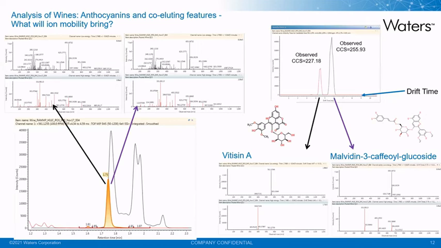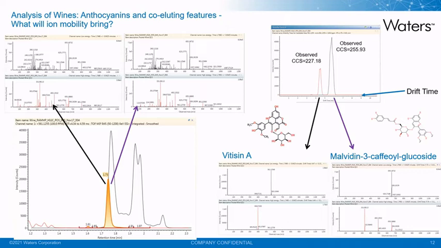So taking another example, we have some analysis of certain wines that was performed by an ex-colleague of mine. At the bottom left, we have a peak at 1.75 minutes that again has some co-eluting features. And if you can see the arrows pointing above to different spectra, they look very similar, and obviously it's quite difficult to differentiate which ions correspond to which precursor ions.